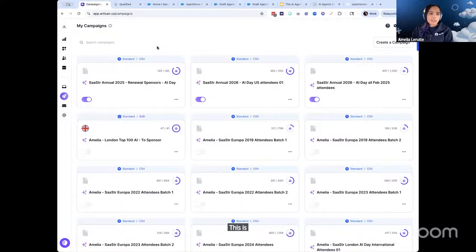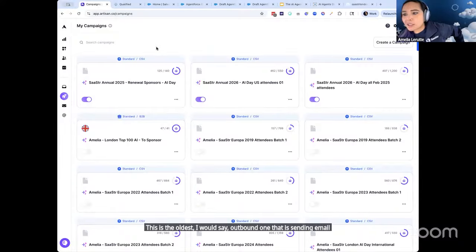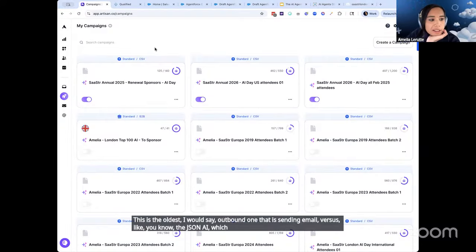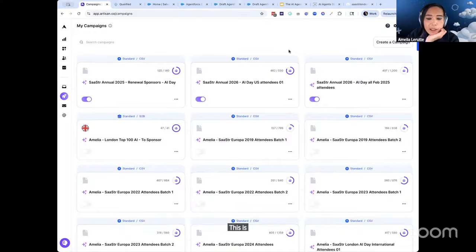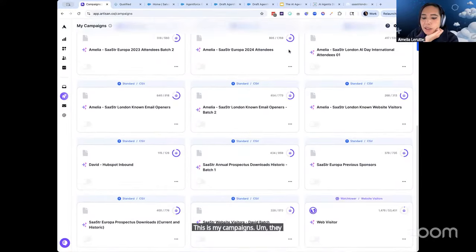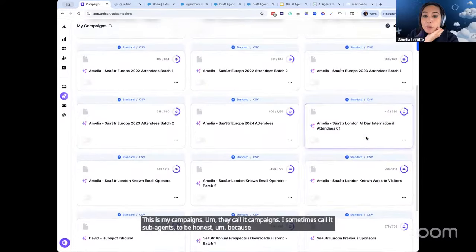This is the oldest, I would say, outbound one that is sending email versus the Jason AI, which is more advice and support focused. So you can see here just at a glance, this is my campaigns. They call it campaigns. I sometimes call it sub-agents, to be honest, because it's a better way to think about it.